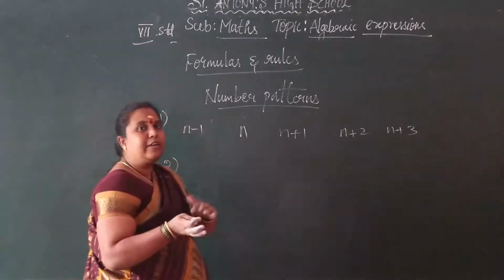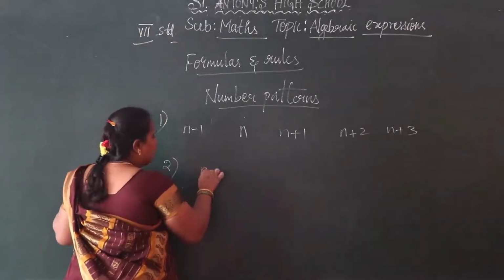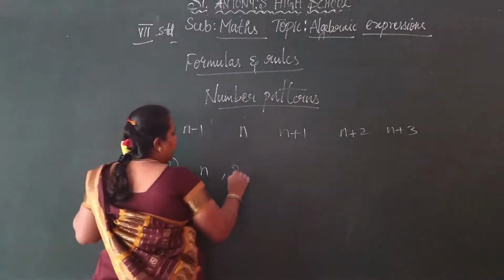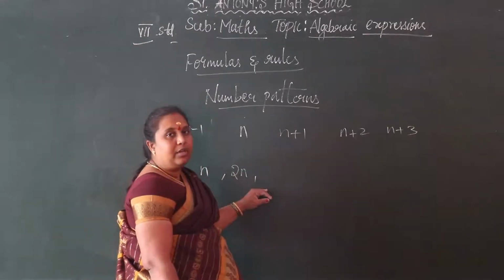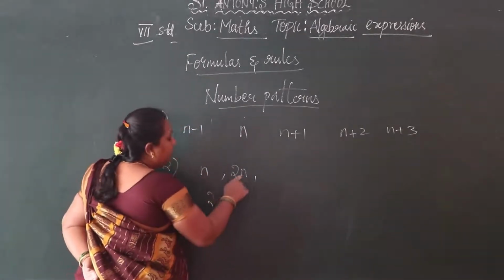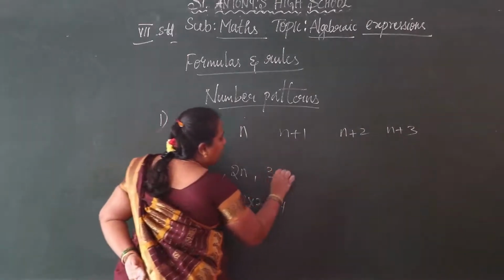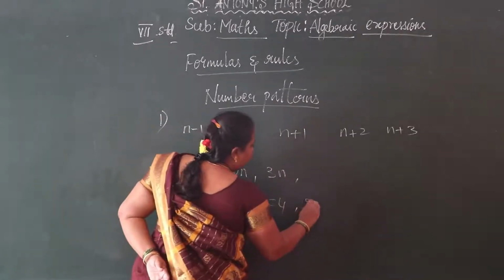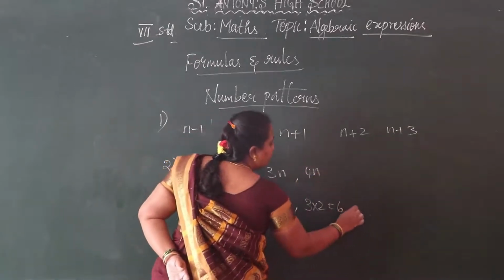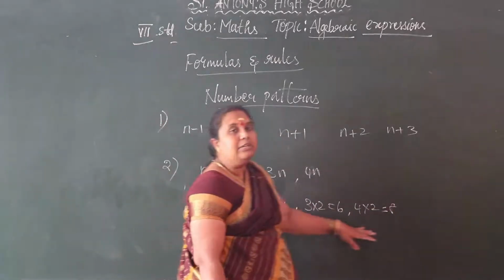If it is an odd number or an even number, we have to take a number n. If we multiply the number by 2, we get 2n. This gives even numbers. If we take n as 2, then 2 into 2 is 4. Then we have 3n: 3 into 2 is 6. And then 4n: 4 into 2 is 8. Like this it goes on with even numbers.